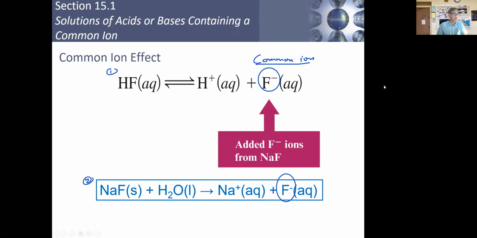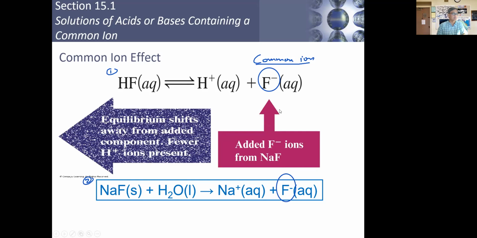We will obviously increase the amount of fluoride ions. We're adding in the sodium, and remember, sodium doesn't do anything over here, but the fluoride ion will affect things because we have the common ion here. So with that said, equilibrium is going to shift away from the right-hand side, and therefore you're going to have less hydrogen ions present. If the concentration of hydrogen ion goes down, you have less hydrogen ions floating around. You would expect then that we have a less acidic solution. It's going to be more basic, and the pH is going to go up. And that's what you want to make sure you keep in mind.